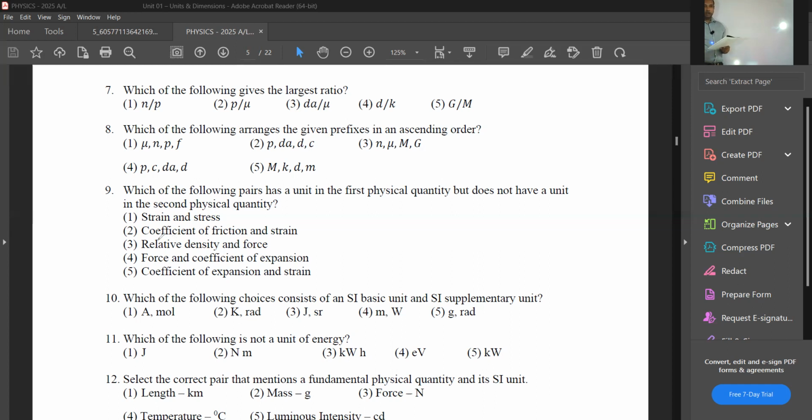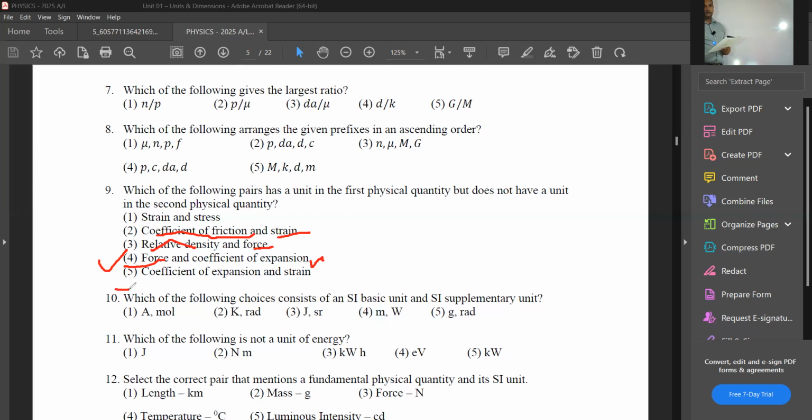Coefficient of friction does not have a unit. Strain also doesn't have a unit. Relative density does not have a unit. Force does have a unit. Then force and coefficient of expansion. Force does have a unit. Coefficient of expansion, it does have a unit too.